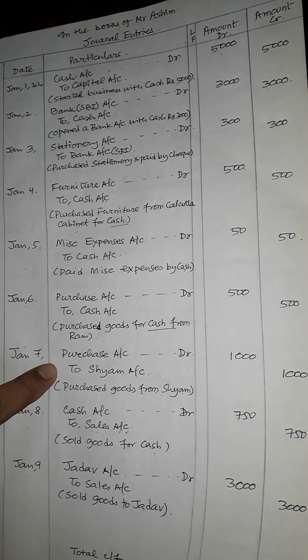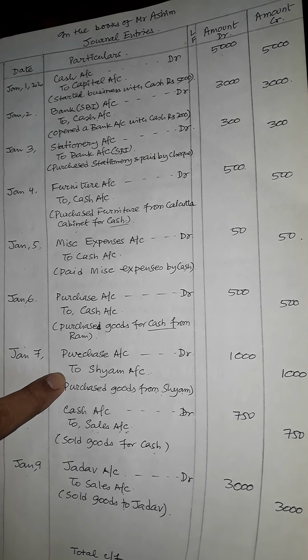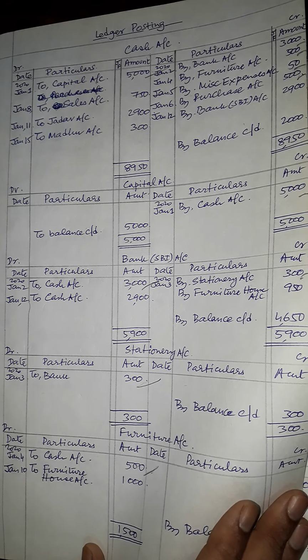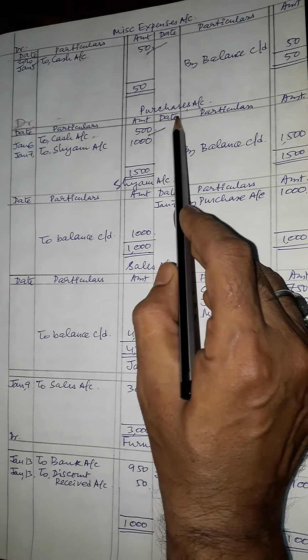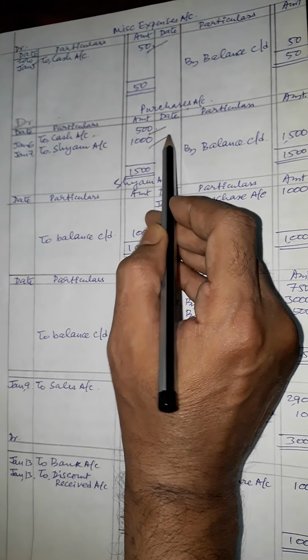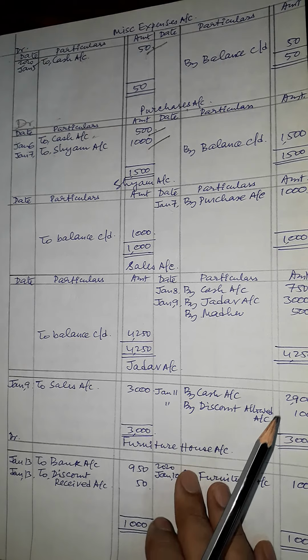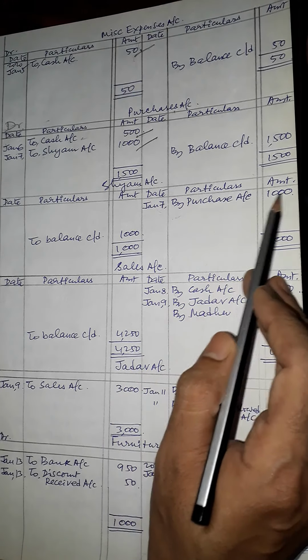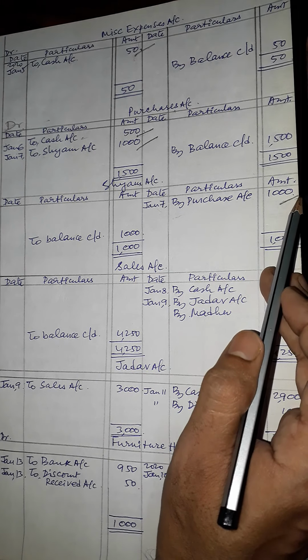Next, purchase account debit to Shyam account 1000. Purchase account debit to Shyam account 1000. And in Shyam account, Shyam account is credited by purchase 1000.